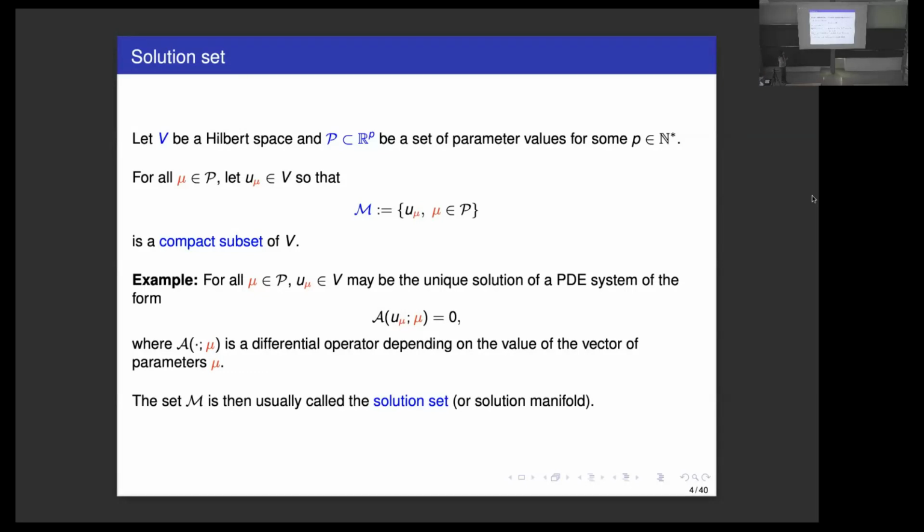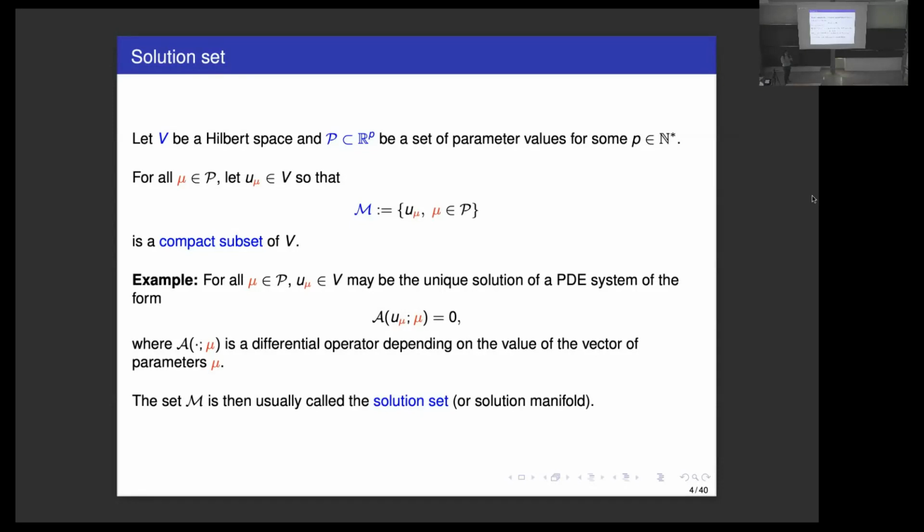And for all values of this vector of parameters, mu in P, I'm going to consider u_mu to be an element in V, which will be indexed by the value of these parameters. What I will denote in the sequel by curly M here will be the set of all these parameter-dependent elements of V. So curly M will be u_mu for mu belonging to P. And I'm going to assume in the following that it is a compact subset of V.